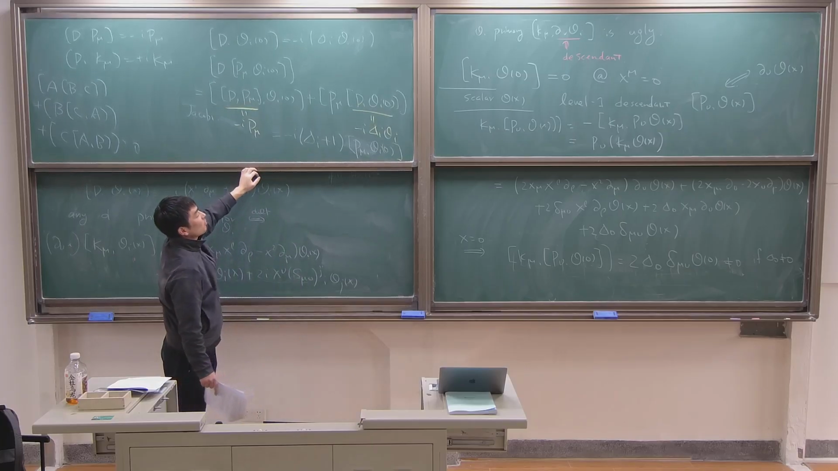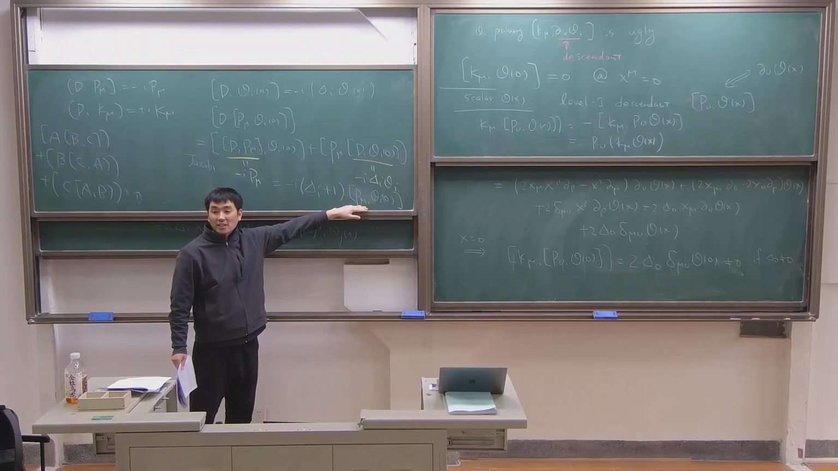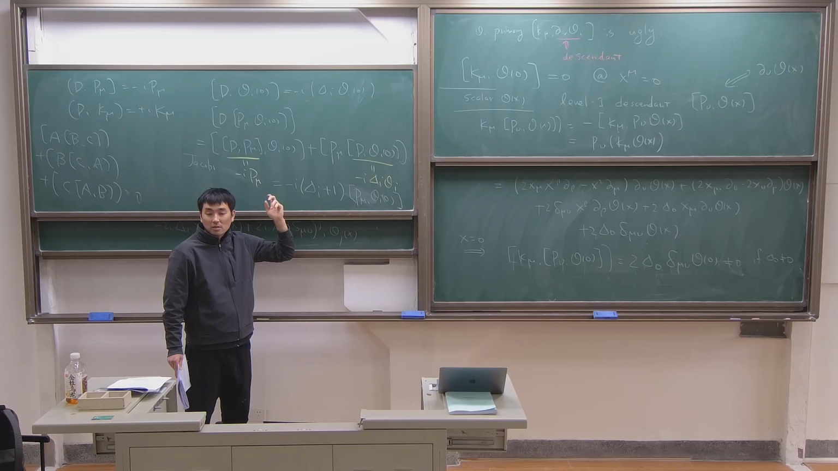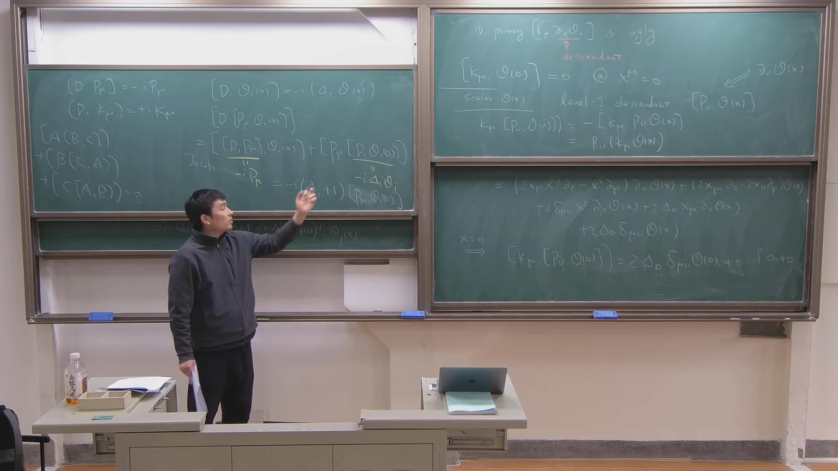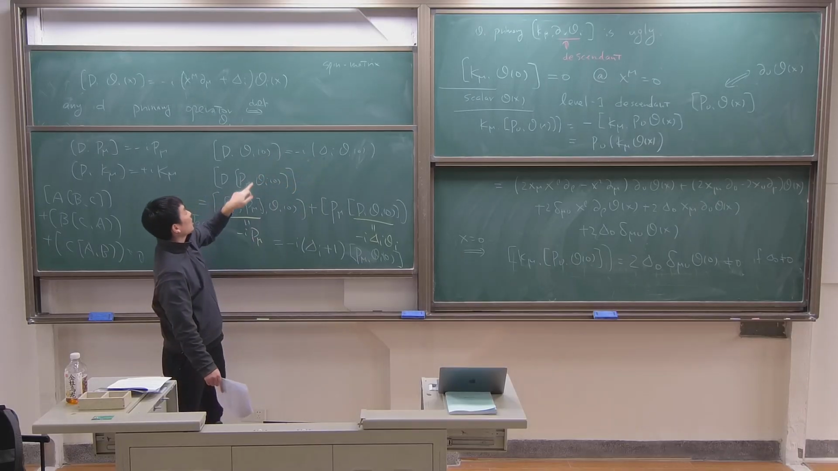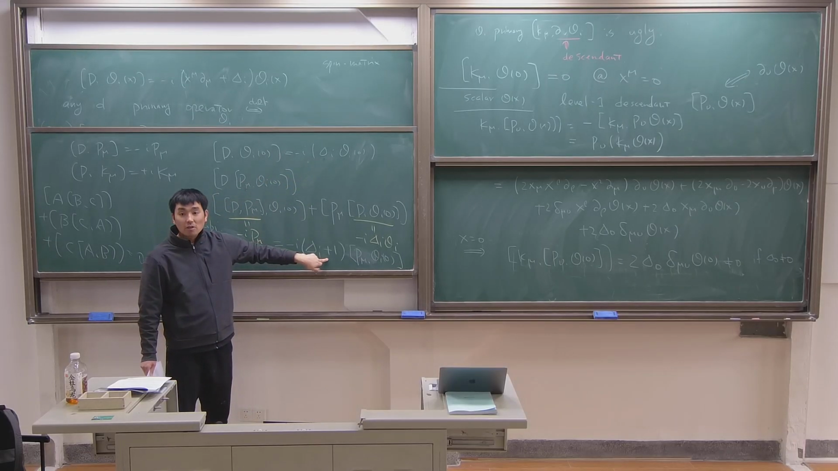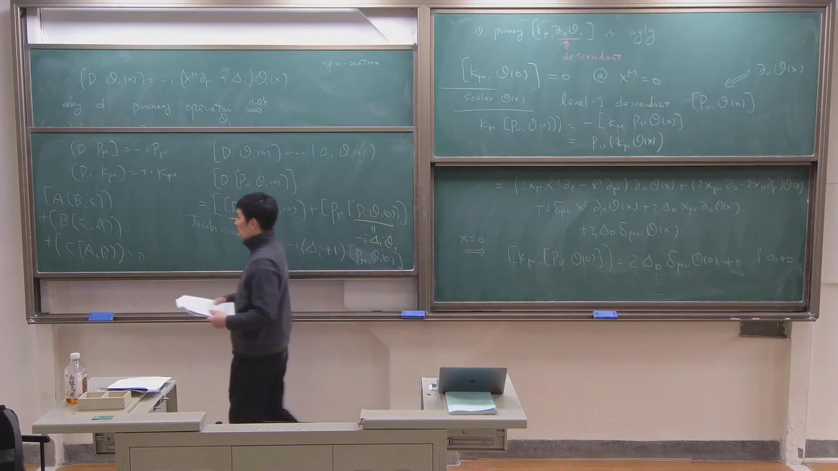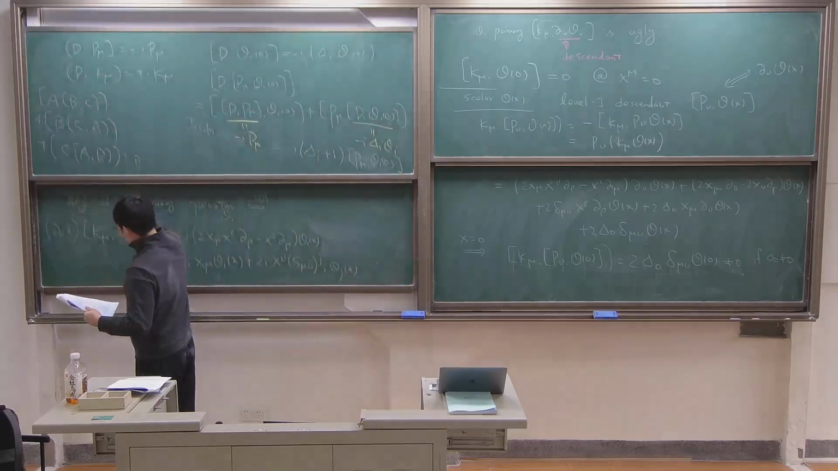So what is the conformal dimension of this descendant, P mu acting on O I? How does it change from the previous case? Yeah, it increases by 1. Previously the conformal dimension was delta I, but once P mu acts, the conformal dimension increases by 1. Is that okay? So the level 1 descendant has a conformal dimension delta I plus 1.